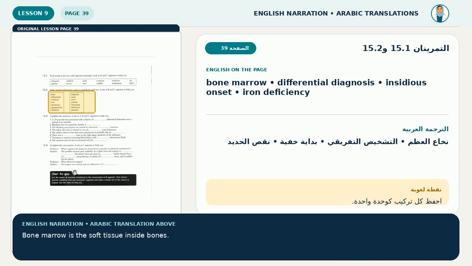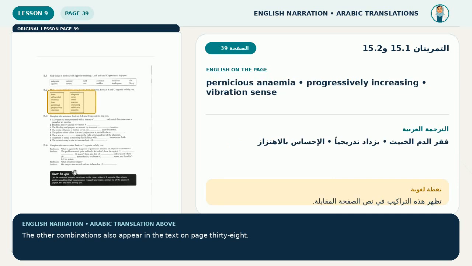Learn each pair as one unit. Bone marrow is the soft tissue inside bones. Differential diagnosis is the list of possible explanations. Insidious onset means a slowly developing beginning. Iron deficiency means not having enough iron. The other combinations also appear in the text on page 38. Read the English instruction and its Arabic translation before checking each answer.